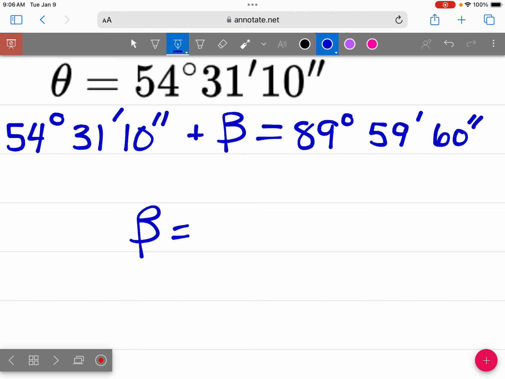How many, and I tend to work it right to left, how many seconds do we need on our complementary? We need 50 seconds. How many minutes do we need? 31 minutes to 59 minutes. 31 plus what is 59? 28. And how many degrees do we need? 35.